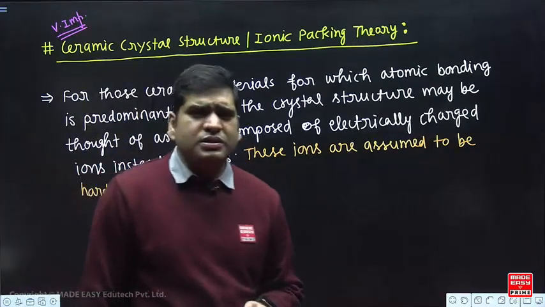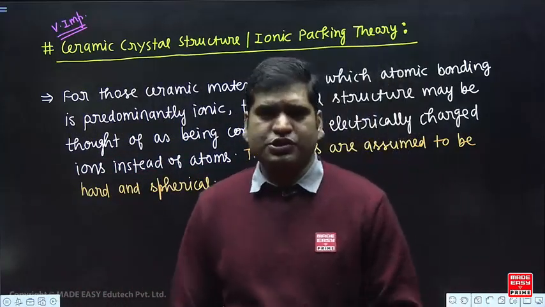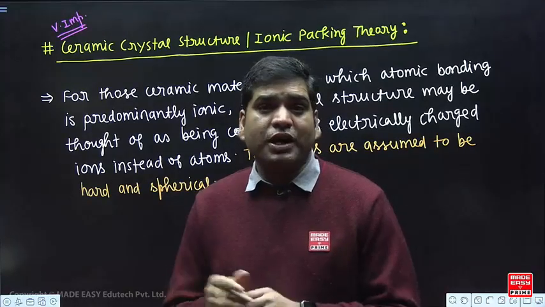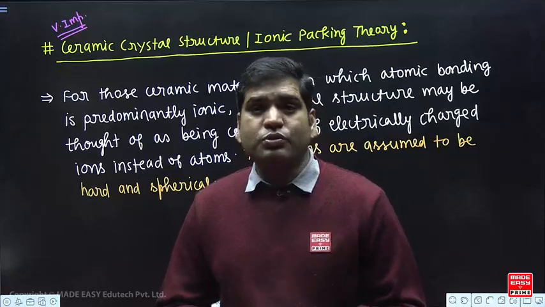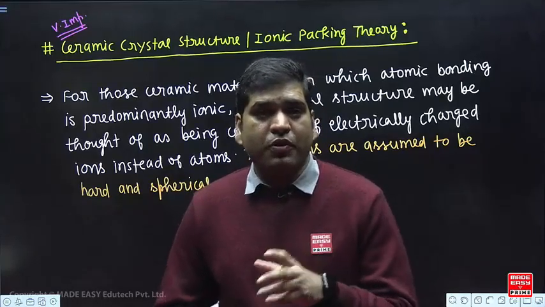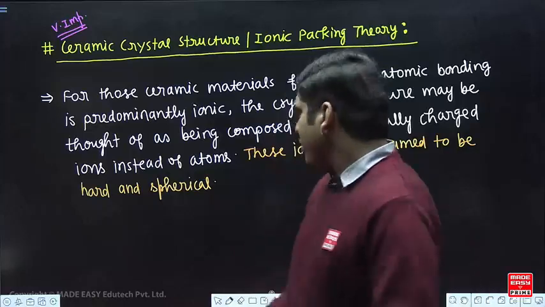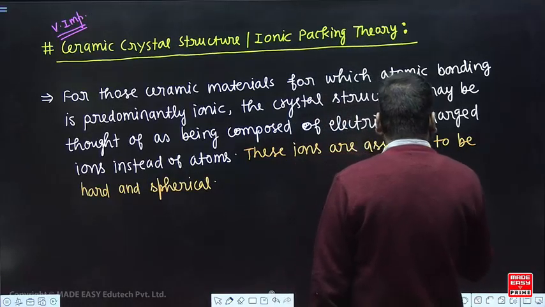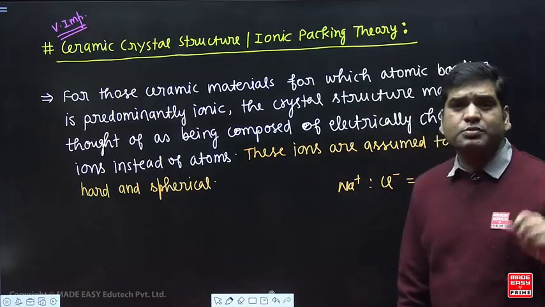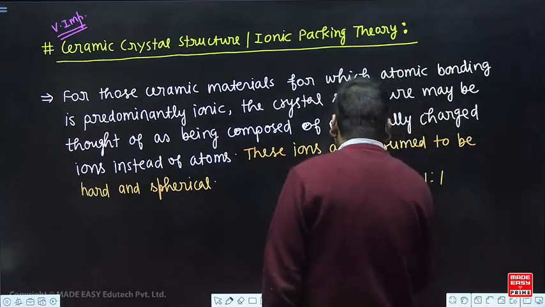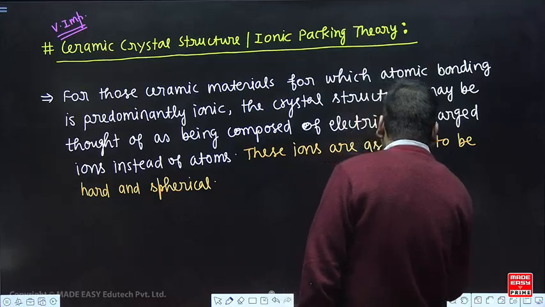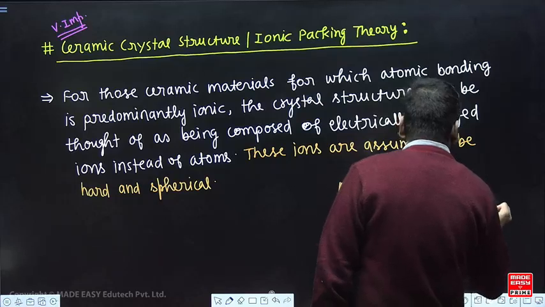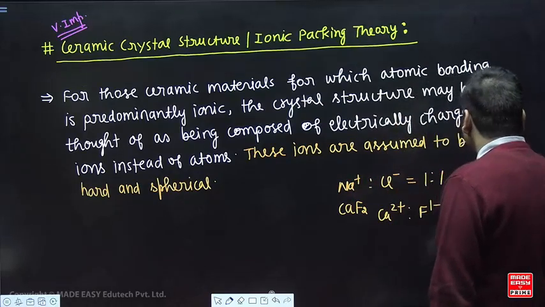Now, the packing of ions is governed by two characteristics. First, stoichiometry should be maintained. Stoichiometry should be maintained means the ratio of cations and anions should be according to the formula. Like if you have NaCl, then the ratio of cation and anion should be 1:1, so that overall crystal will remain neutral. Or if you have CaF2, then the ratio of Ca2 plus and F1 minus should be equal to 1:2.